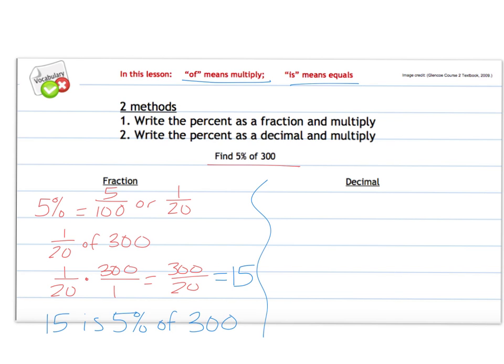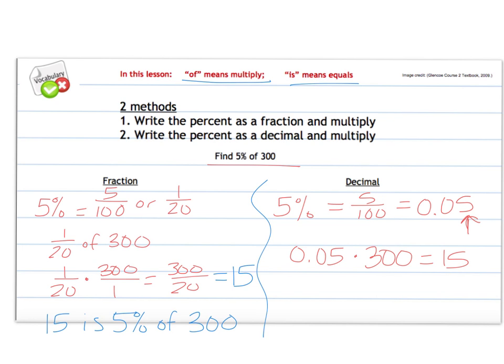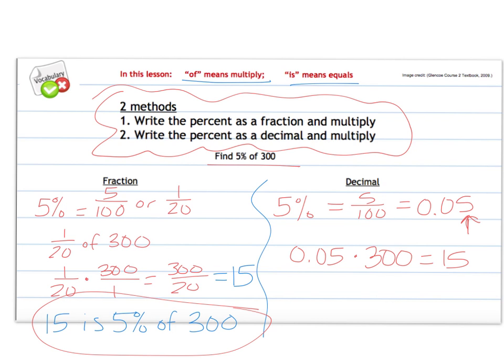So doing a decimal, so then we just find 5% as a decimal. Again, that's the same as 5/100ths, which if I read that as a decimal is 5/100ths in the hundredths place. So I'm really looking for 0.05 of 300, which again I get 15. Okay, so these are your two methods. You might want to write those down.